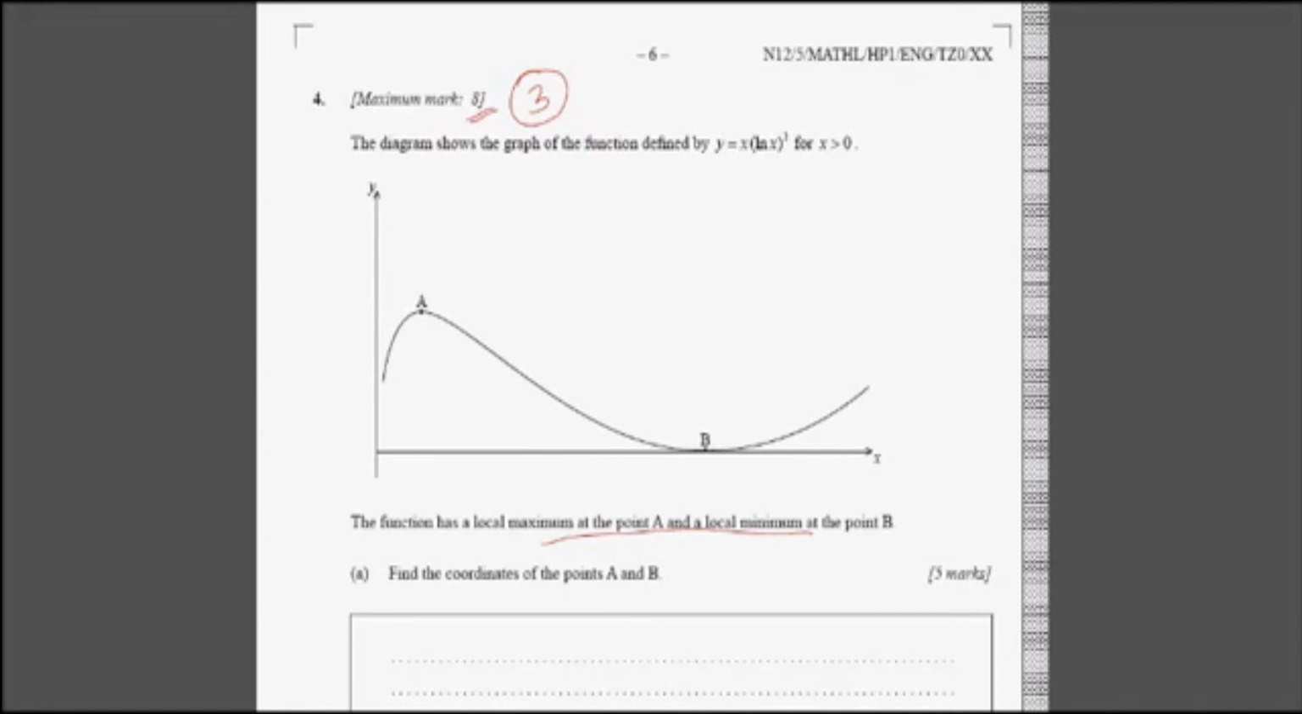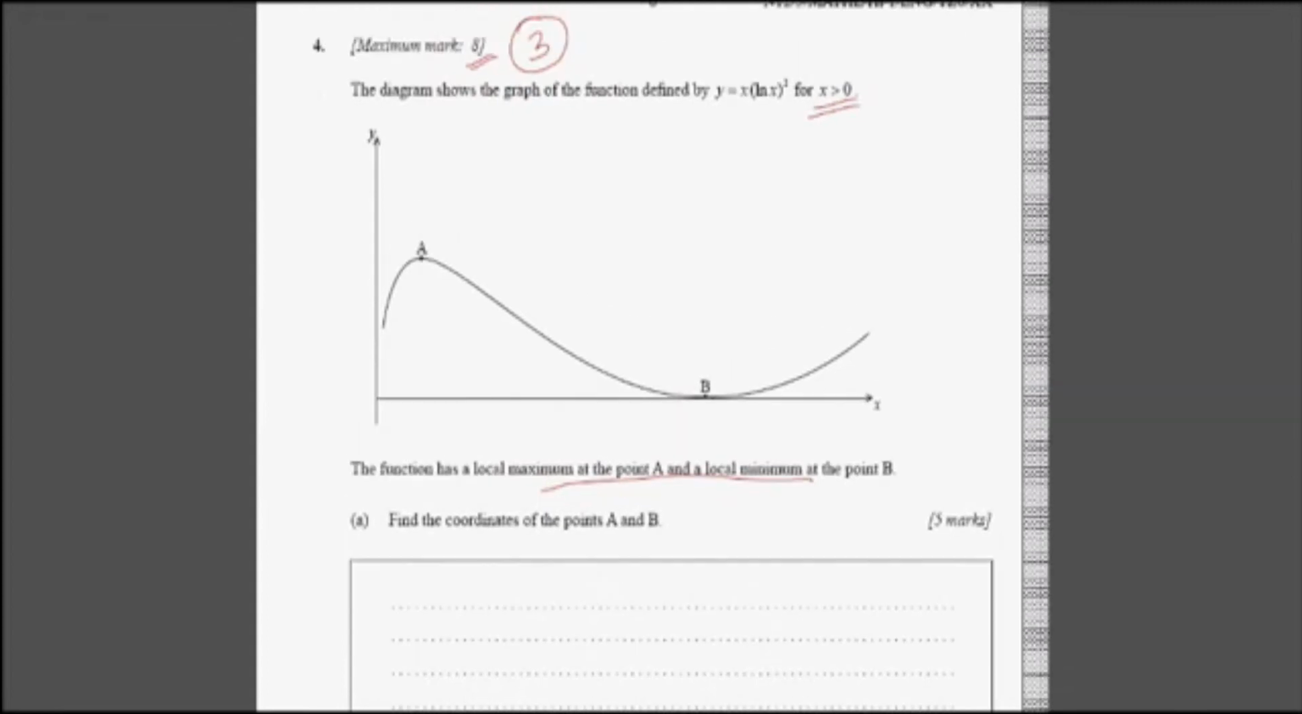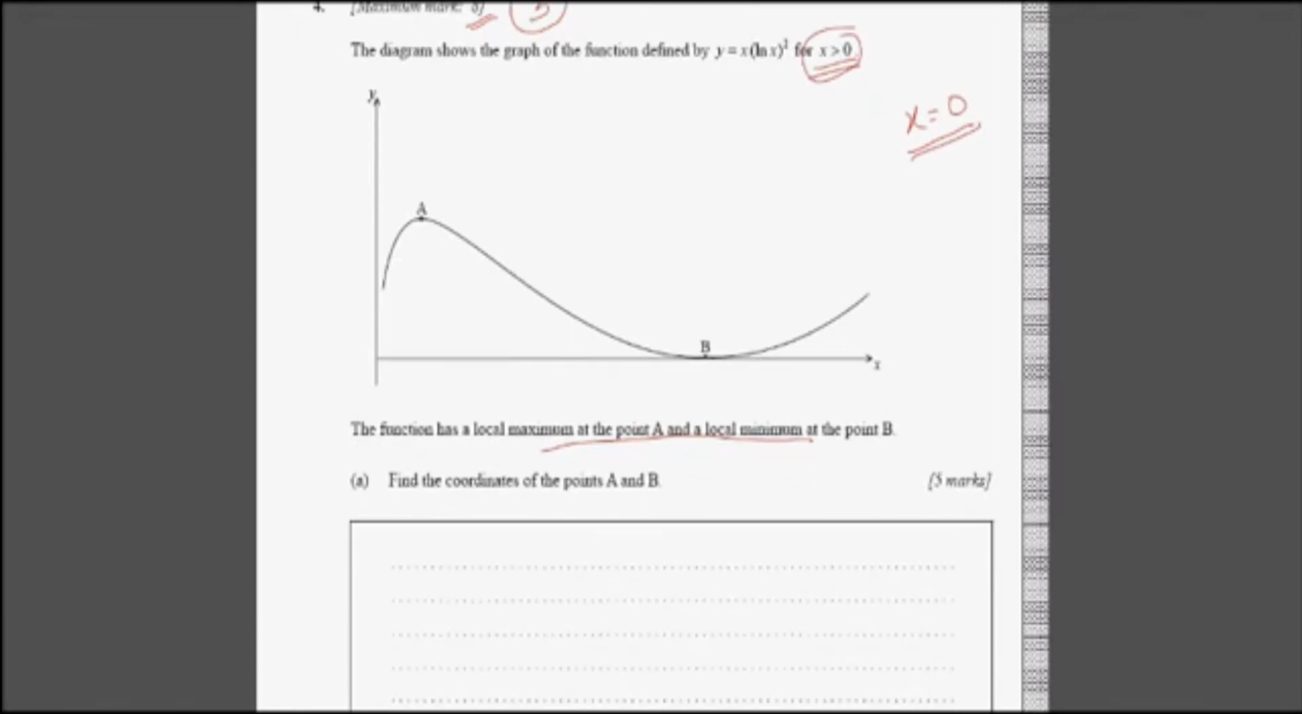So again, the diagram shows the graph of the function defined by y equal to this much. You have an ln function here, so keep that in mind. And then you have a condition x greater than 0. That is why the function is defined for only positive x. So if you get an answer x is equal to 0, you should omit it. That is an important condition.